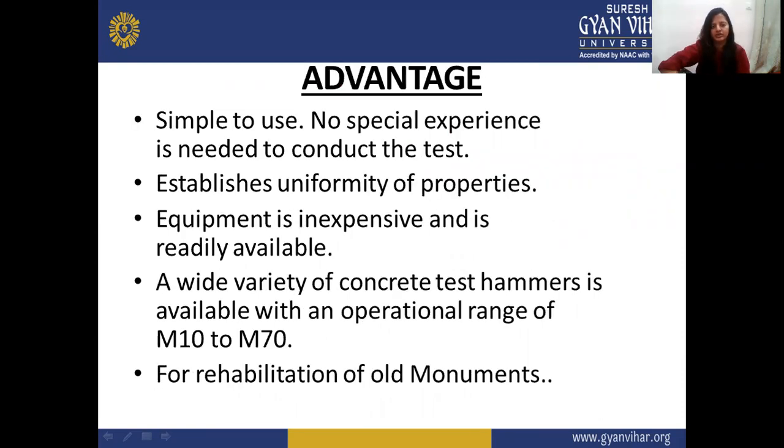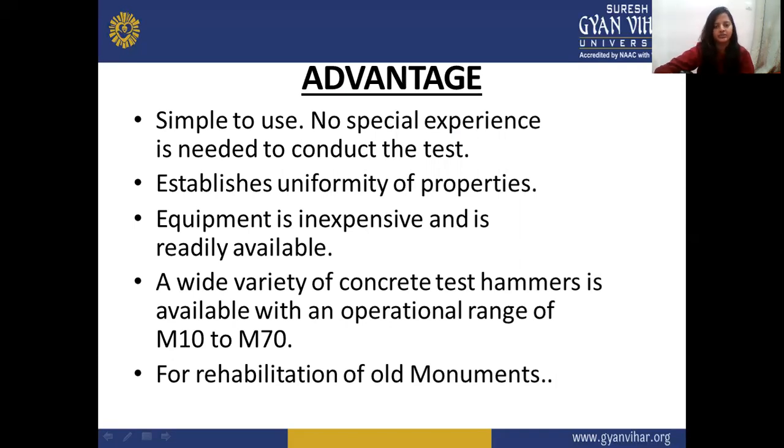Advantages: it is simple to use, no special experience is needed to conduct the test. So even an unskilled labor can perform it properly, but at least he should be able to read the numbers shown in the rebound hammer indicator. Establish uniformity of properties, so it helps to analyze the uniformity or the deformations in a structure, and particularly spot out the locations where deformities may be present.